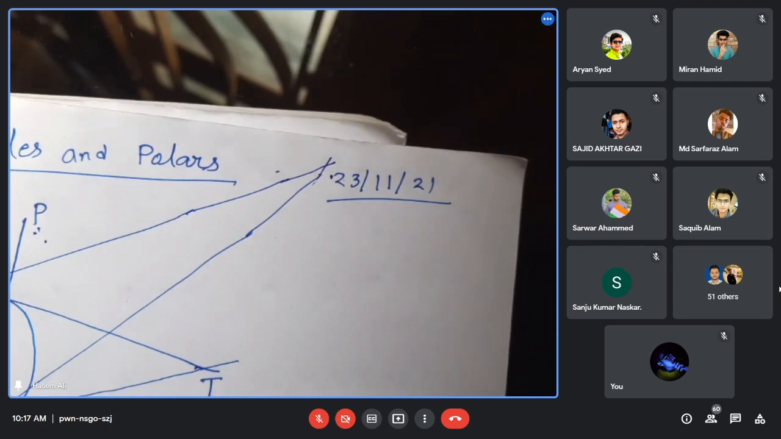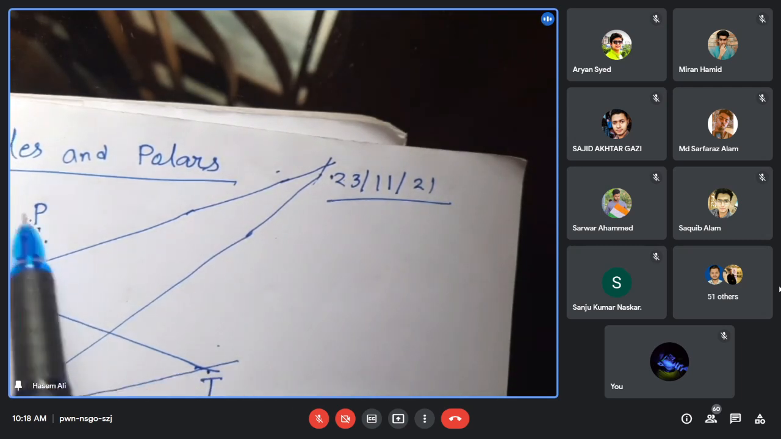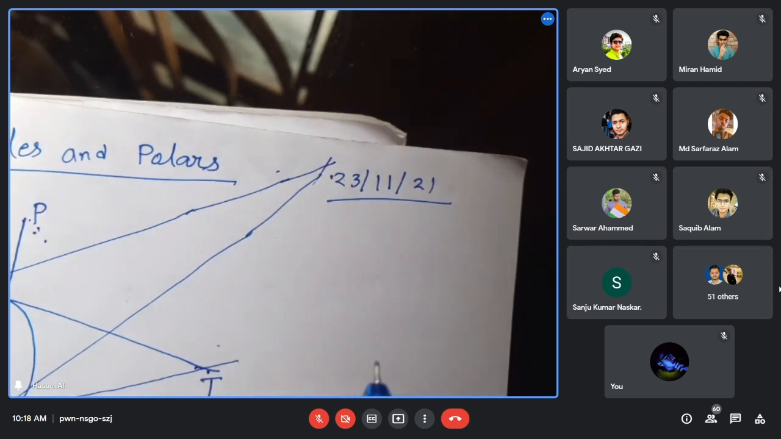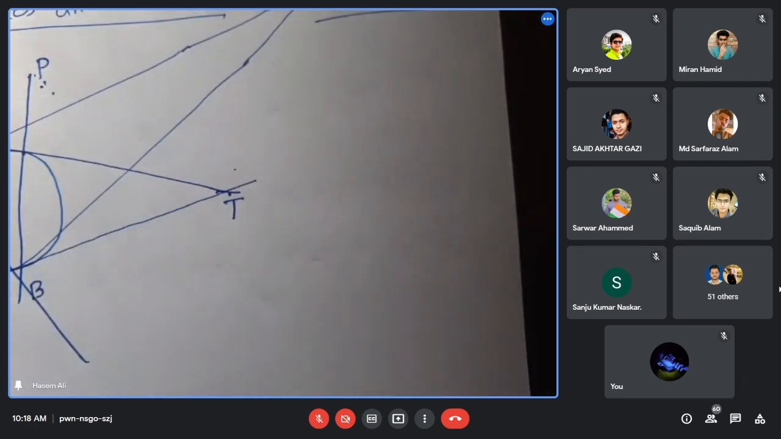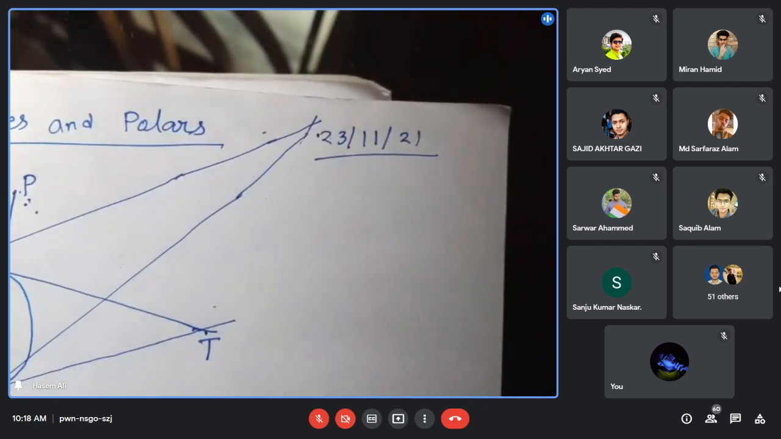The locus of these intersecting points of tangents is called the polar with respect to this point P. The locus is called the polar and the point is called the pole.